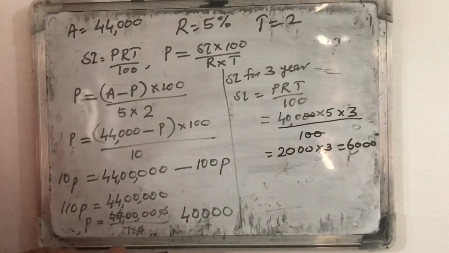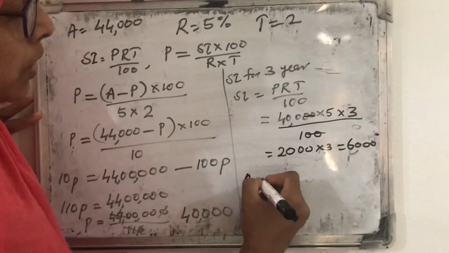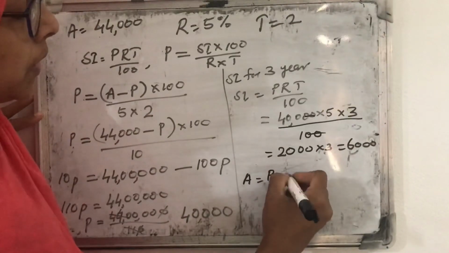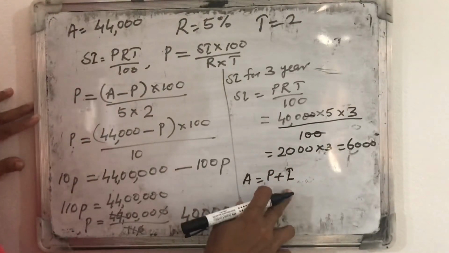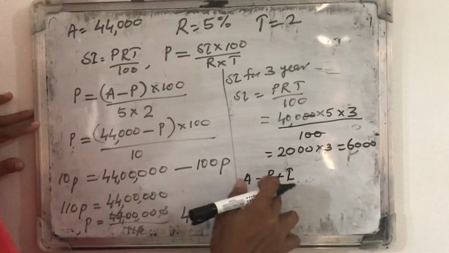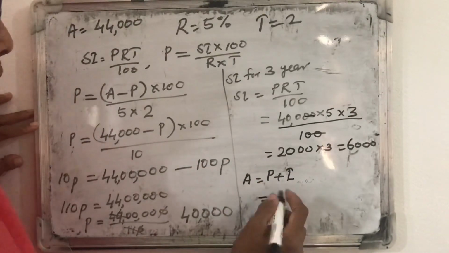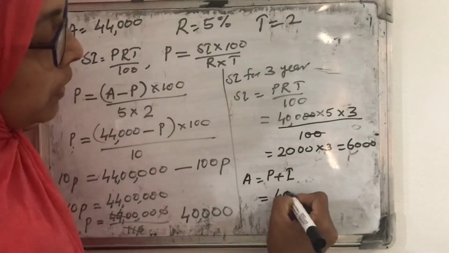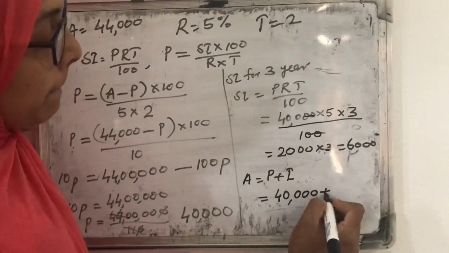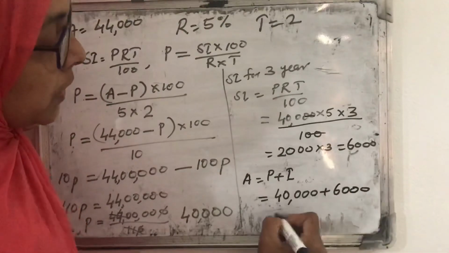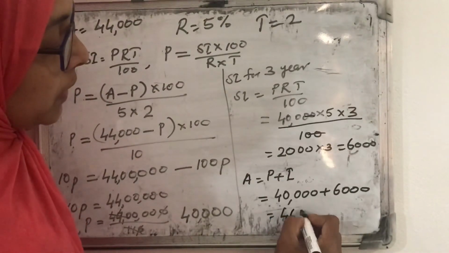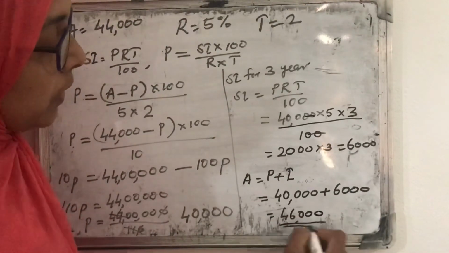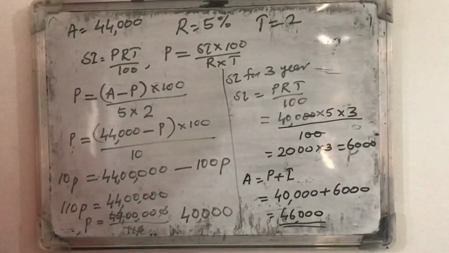Then what will be the amount? We know the equation for amount: A is equal to P plus simple interest SI. That's equal to P, we found here 40,000, plus 6,000. That's equal to 46,000.